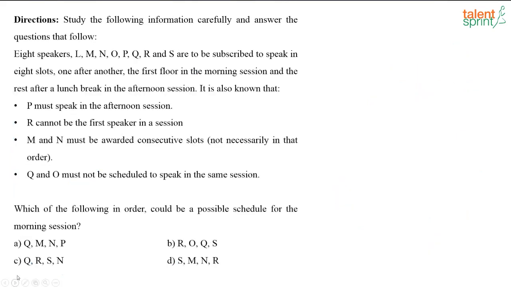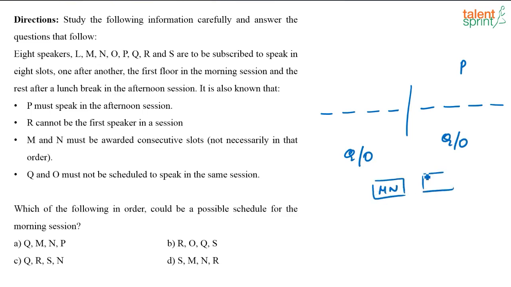Next question. Which of the following in order could be a possible schedule for the morning session? So again, what is the information that we know? I am just writing it down here. I know P will come in the afternoon session and I know Q or O, one of them will be in the morning and one of them will be in the afternoon session. I also know that M and N should come together either as NM or MN. They should be consecutive.